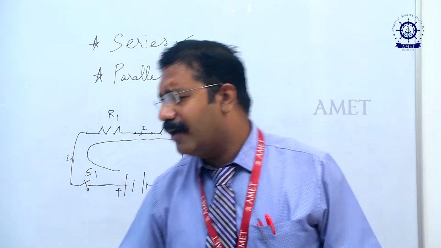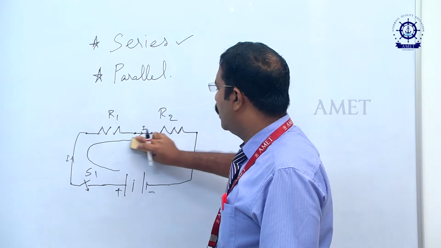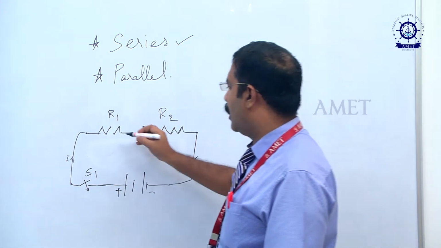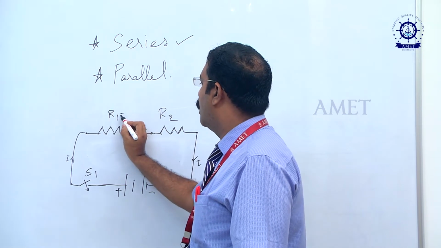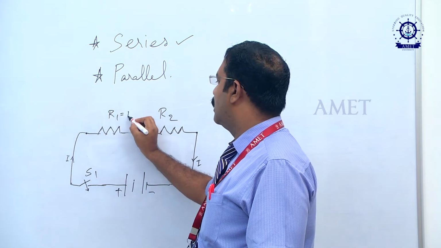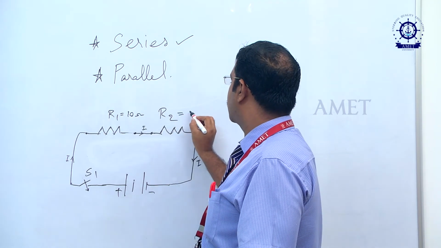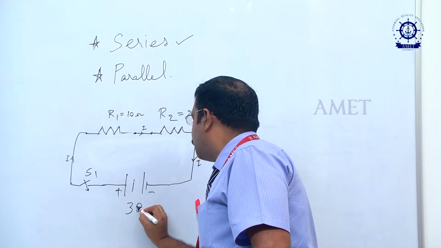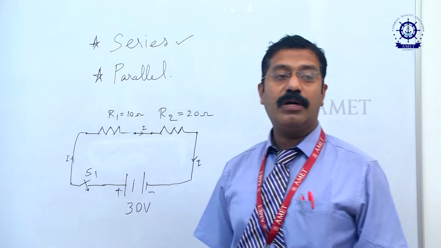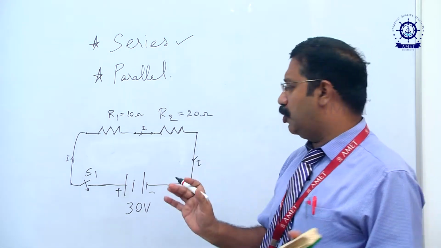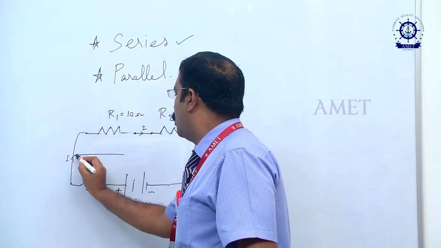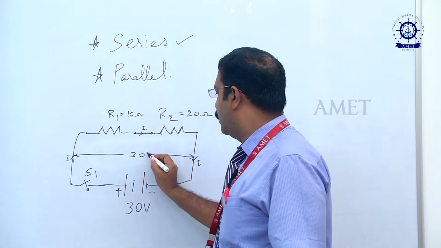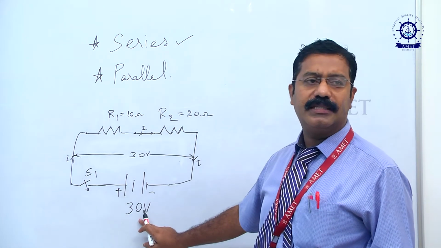The second one, we have to see what the voltage value is. We saw that in a series circuit, current is the same. Now, we have to know what the voltage value is. To know the voltage value, I will assume resistance 1 as 10 ohm and resistance 2 as 20 ohm. If a 30 volt battery is connected, I know for sure this total voltage will be 30 volts, because I know that the battery voltage is 30 volt.